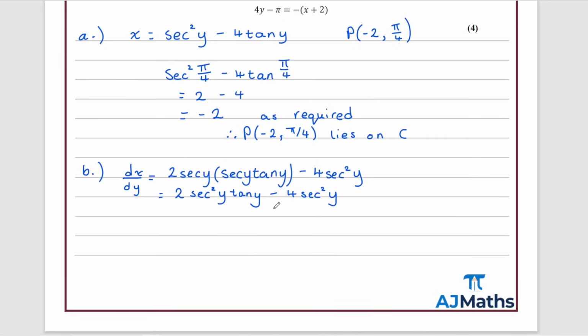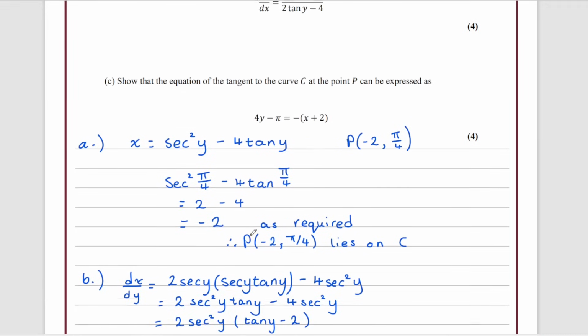Okay. From here, we can now factor out a 2 sec squared y. So then we're going to get a bracket here: tan y minus 2, like so. And obviously, we're looking to get it into this form here.